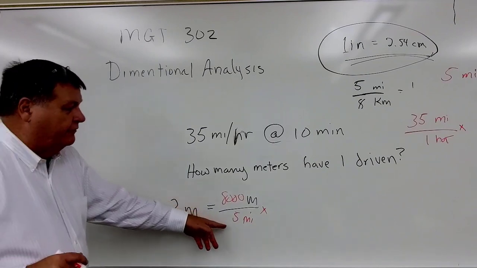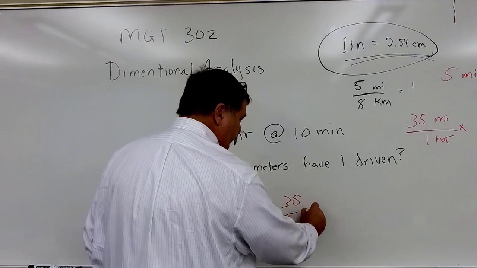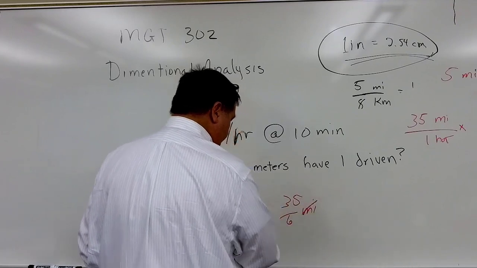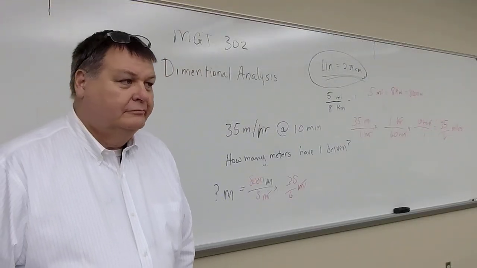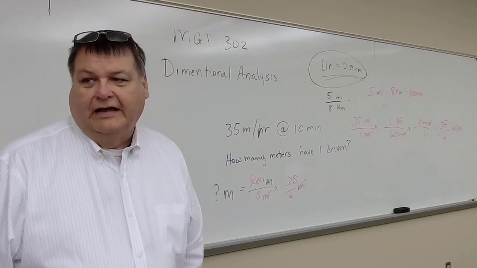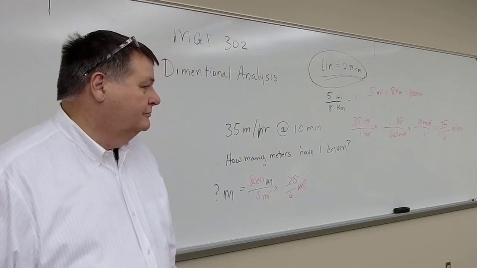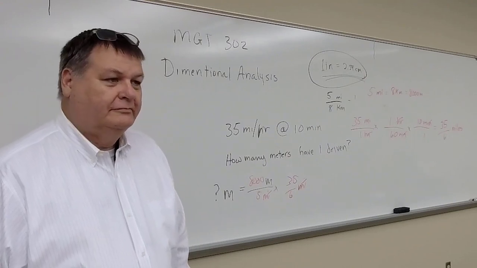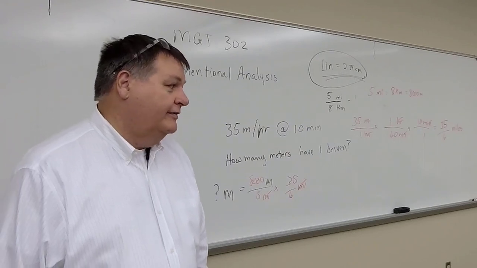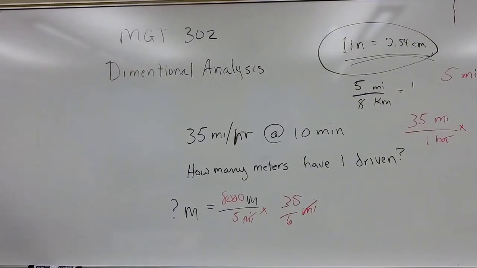So once you go 8,000 over 5 miles, I now know that I have 35 over 6 miles. Miles cancel. Do the math. And I don't even care what the math is. I mean, just, that's the answer. The only way you get to these is to memorize and to practice this. I will have a practice homework for you on Wednesday to work and then to turn in on Friday.